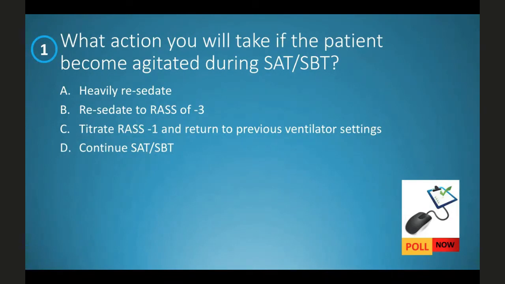So what action will you take if the patient becomes agitated during SAT or SBT? Option A, heavily resedate. Option B, resedate to a RASS of -3. Option C, titrate RASS -1 and return to previous ventilator settings. Option D, continue spontaneous awakening trials or spontaneous breathing trials.